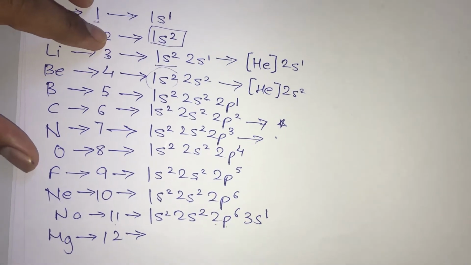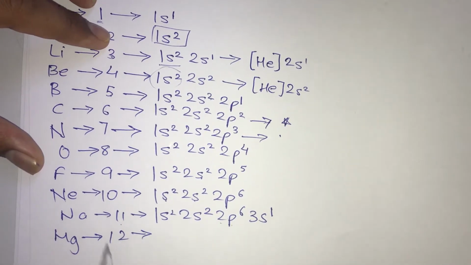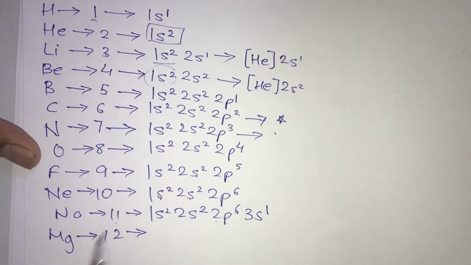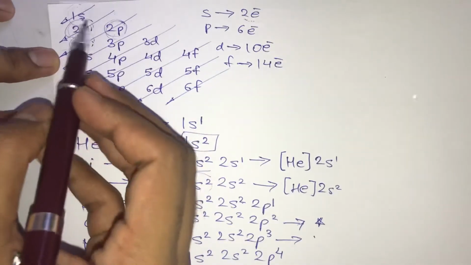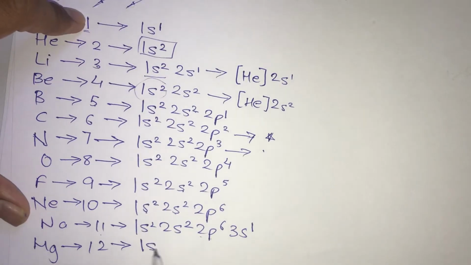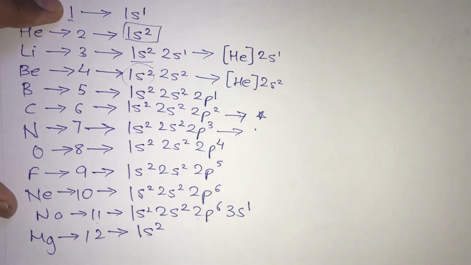Okay, so now after magnesium, you want to write the electronic configuration of magnesium. So what you are going to do now, you are first going to move to the 1s. So when you move to the 1s, you are obviously going to write 1s2. Why? Because 1s can take a maximum of 2 electrons. So out of 12, 2 are gone. Still we are left with 10 electrons.